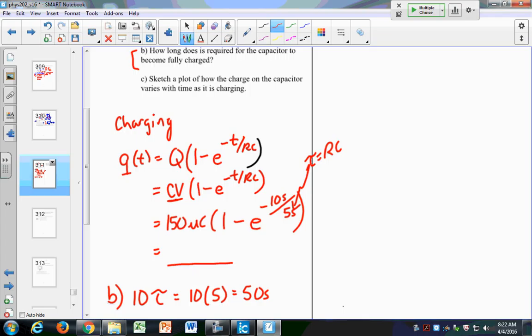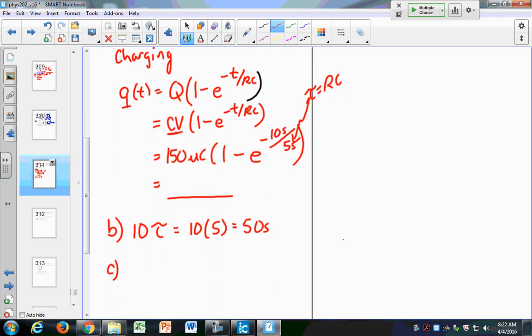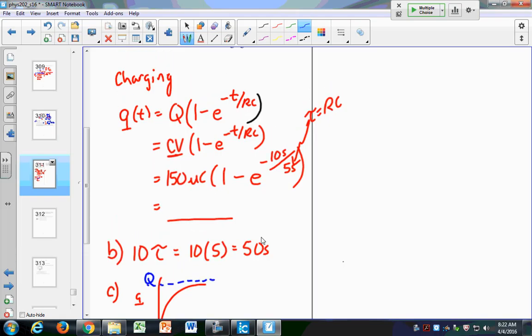And then the charge on the capacitor varies with time. This is charging. So charge versus time. I'll be looking for a sketch. I want to see that. I also want you to show me that this is that maximum charge Q. Anybody get this value up here? 130, that sounds about right.